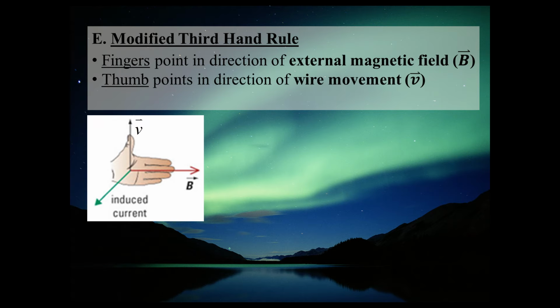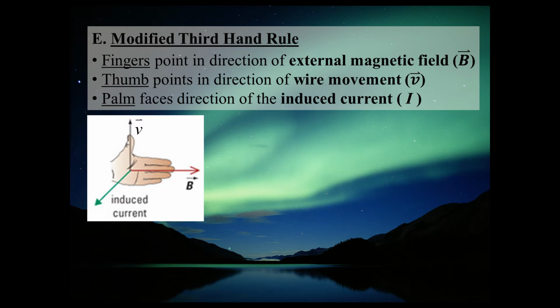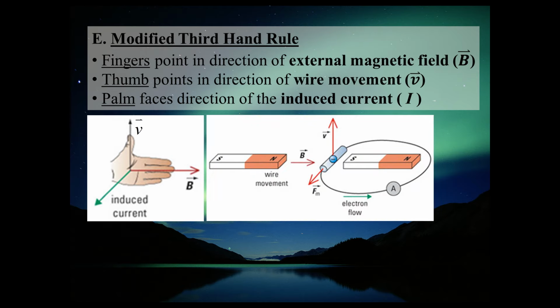You take your thumb and you point it in the direction that you are physically moving the wire. So for electromagnetic induction, you usually grab an object and you move it. Your thumb points in the direction that you move the object. And then 3, your open palm is going to face the direction of induced current, if it's your right hand, or induced electron flow if we're talking about the left hand. Let's look at an example of this.